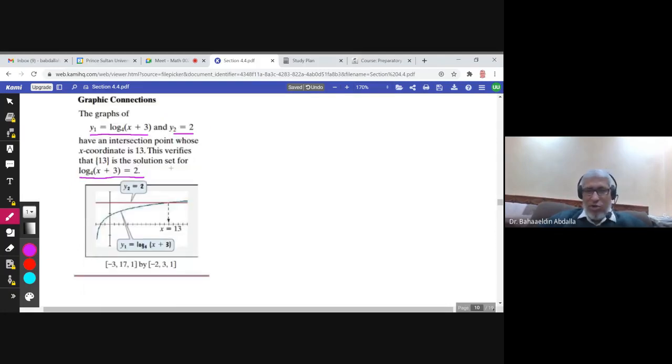So y equals 2, this is a horizontal line. And y equals log base 4 of x plus 3 is a logarithmic function shifted 3 units to the left because of the plus 3. So the vertical asymptote would be x equals negative 3. It would be here. The vertical asymptote would be here, x equals negative 3. So that's the logarithmic function. Where is the intersection point between the logarithmic function and the horizontal line? It's when x equals 13. So that's the solution of this equation. This is how to solve this equation by the graph.